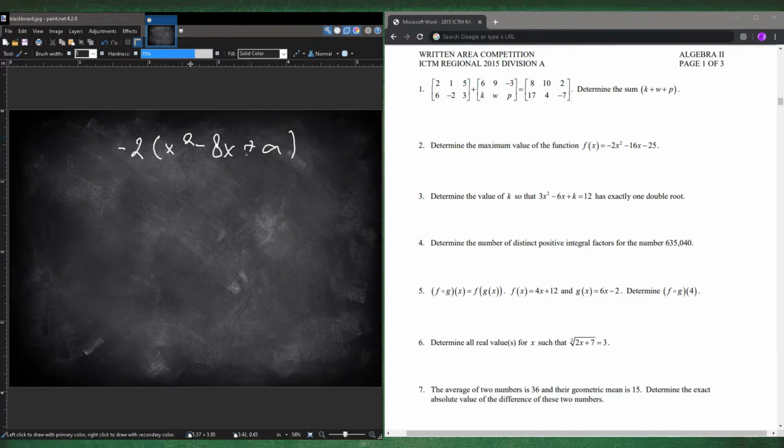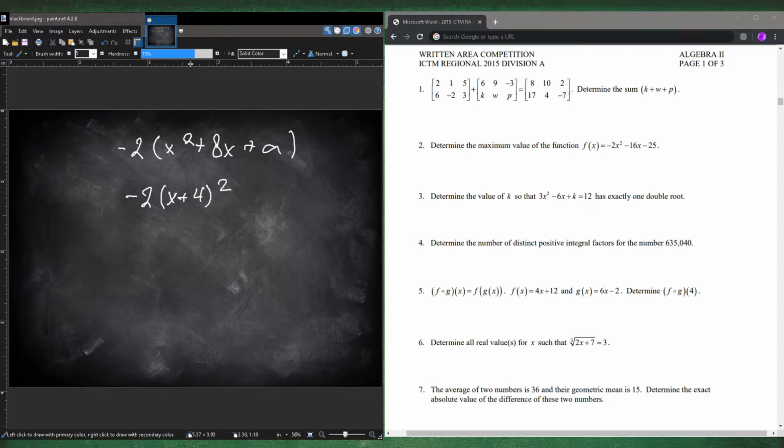All you need to know is you just need to divide by 2 from the second one. So that makes it plus 8 actually. So if this is a plus 8, we have to take half of that, so that's plus 4. So negative 2 times x plus 4, and then you square it.